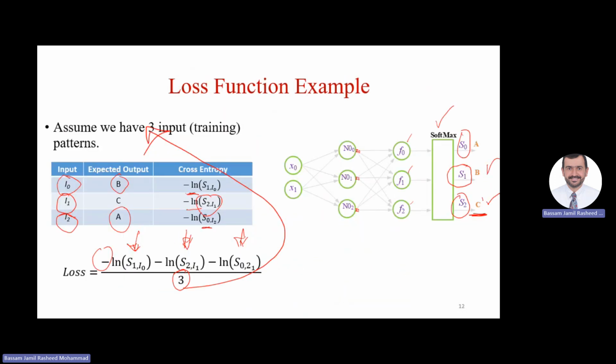So if I want to summarize it, I say this is minus 1 over k. The k here is 3, okay, of the len for the S, the correct S, right? SI or SG, whatever the correct value is. For that input pattern, what's the correct output? Take the S of that correct output, take the len of it, minus it, and add it to the other values and take the average.